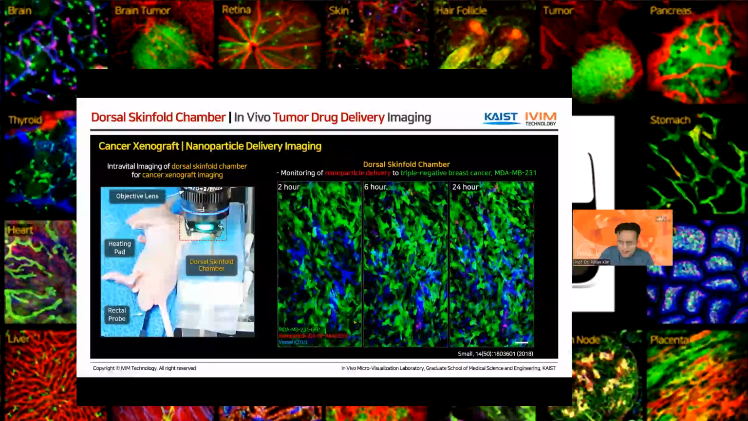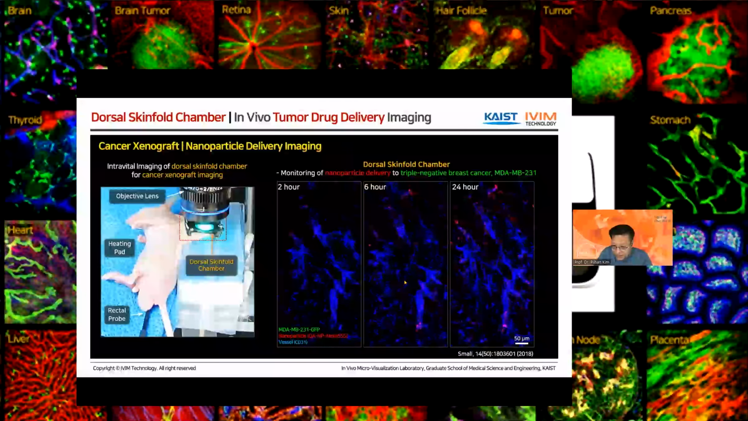Okay, and then at the same time we also labeled the vessel by using anti-CD31 antibody. You can see here, this is 2-hour, 6-hour, and 24-hour after the intravenous injection of this nanoparticle. Okay, and then you can nicely see how this nanoparticle delivery happens over these 24 hours.